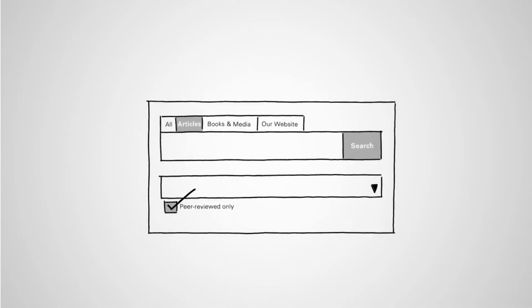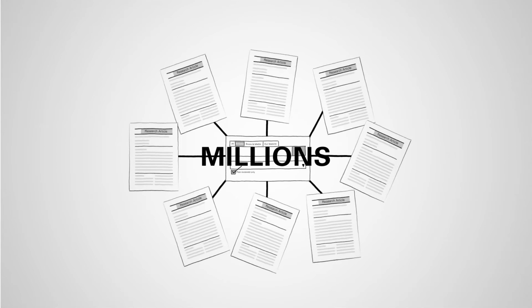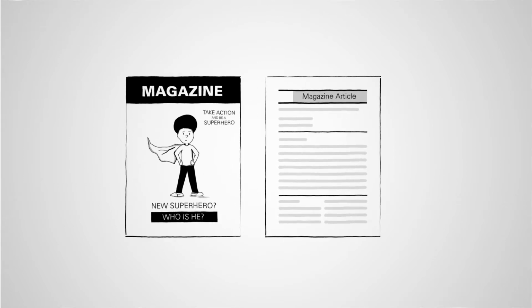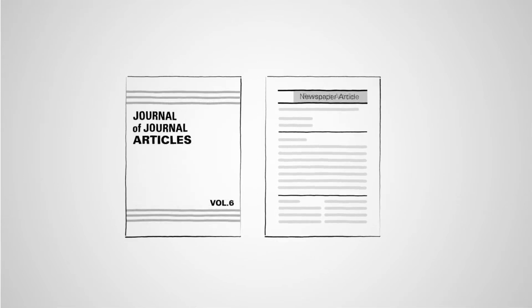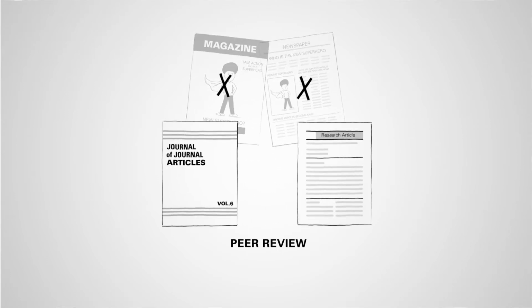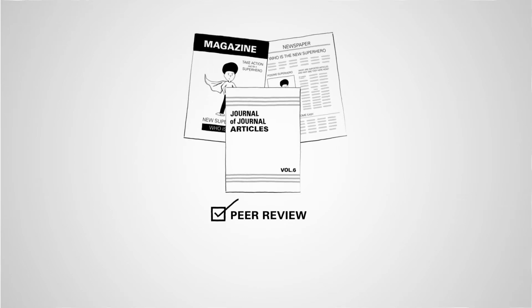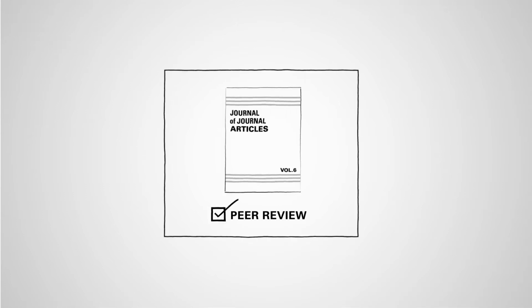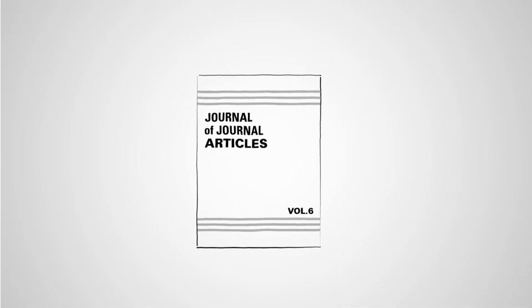Your favorite database is a search engine for millions of articles, and each of these articles was just one of many published in that issue of its journal, magazine, or newspaper. Academic journals use the peer review process to screen and vet the research articles they publish. Magazines and newspapers do not. When you click peer review, the database will hide results from the publications that do not do peer review. And the results you are left with are typically academic journals.